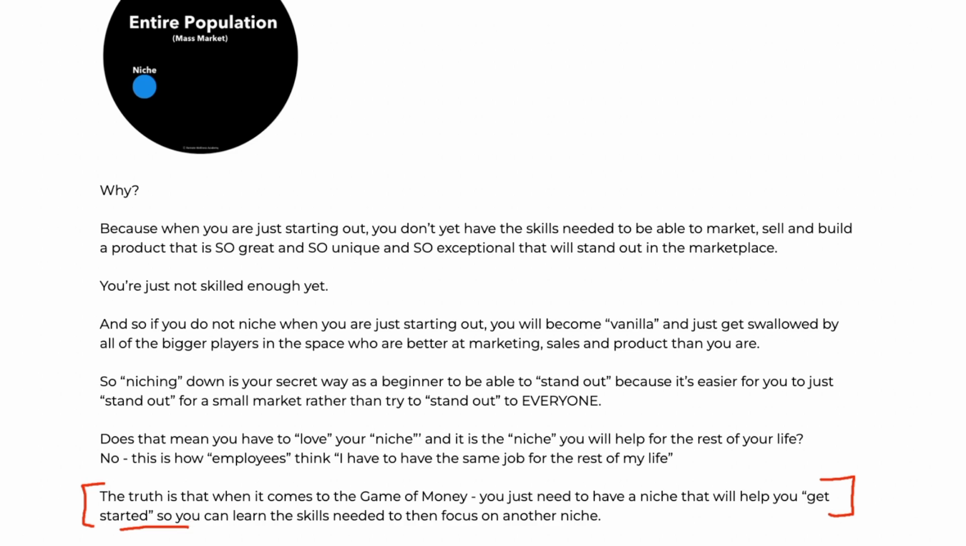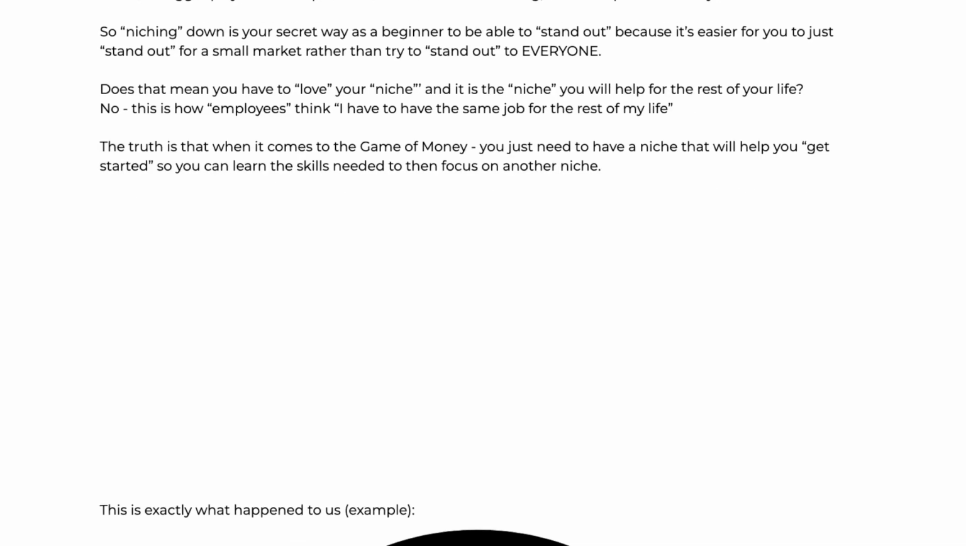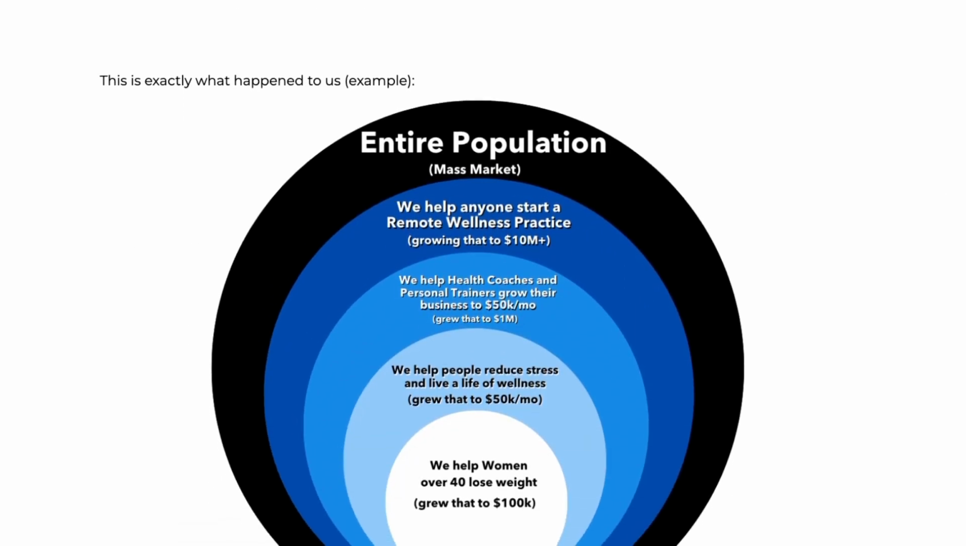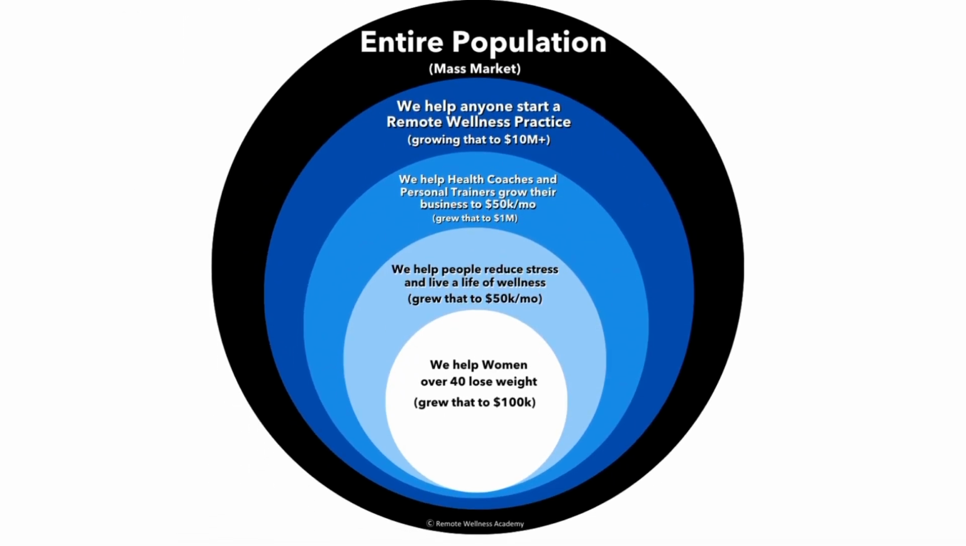I cannot tell you how important this concept is strategically for you to understand. And this is exactly what happened to us throughout our career as well. Let me give you an introduction of that, right? Just as an example, when we first started out way back when, we said, you know what? The easiest, lowest hanging fruit for us to get started with is to help women over the age of 40 lose weight, because the weight loss market is so predominantly based on that group of people, okay?